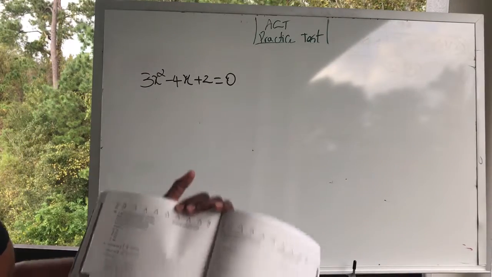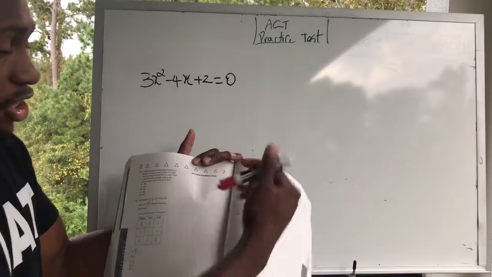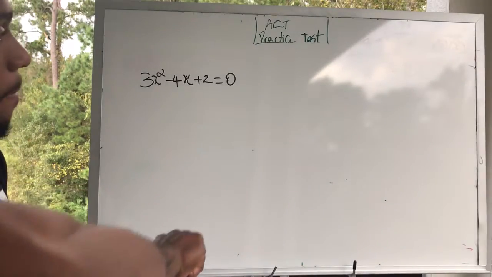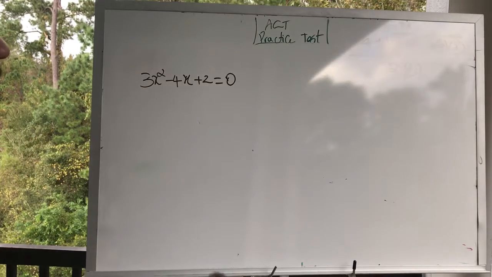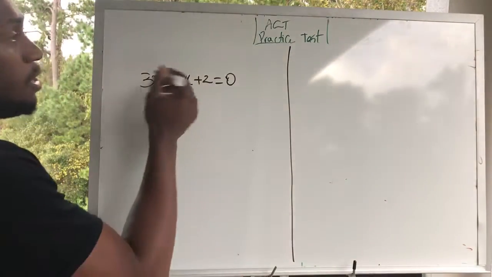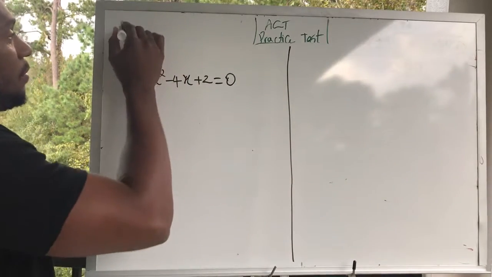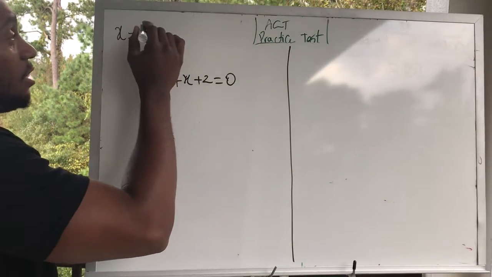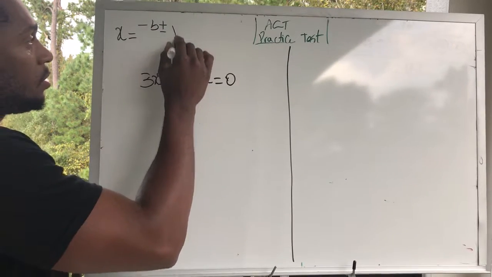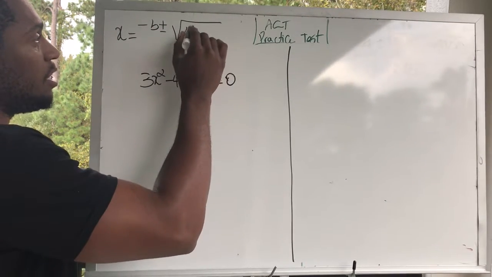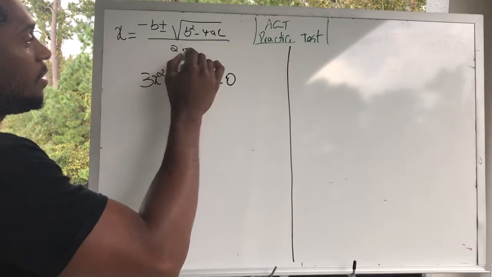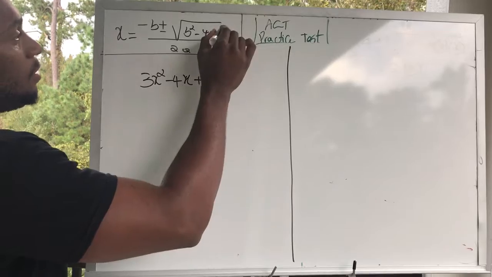Normally they would give us the equation and we solve it. This time they show a bunch of answer choices. But the key to solving this problem is knowing that for a quadratic equation, when you want to solve for x, x is equal to minus b plus or minus the square root of b squared minus 4ac, divided by 2a. Now, this is what we're going to remember the whole time.